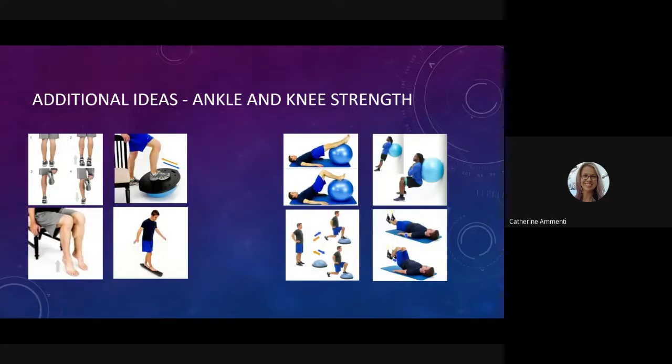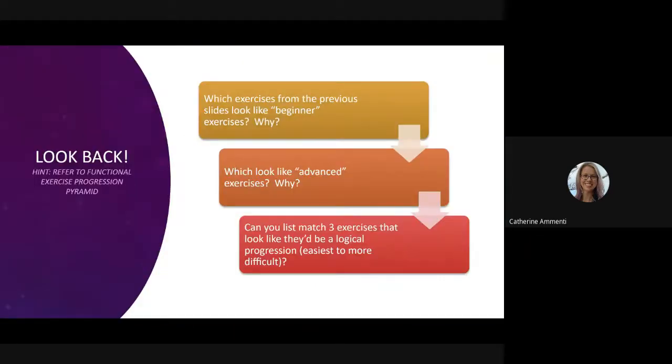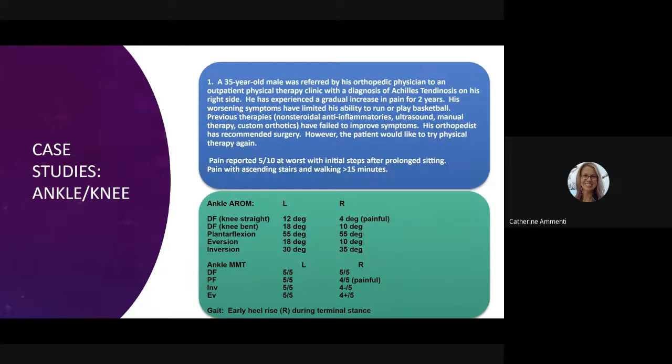Additional ankle, knee, hip exercises. Now we're combining our exercises. Foam rolls, we talked about that last time. I want you to, again, consider which exercises look like they are beginner. I mentioned that a lot in today's lecture, so it shouldn't be a surprise. Which looks more advanced and why, and can you list and match three exercises that look like they'd be a logical progression? We will review these case studies in class.